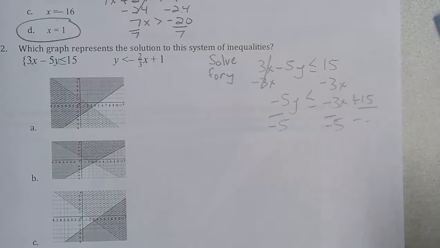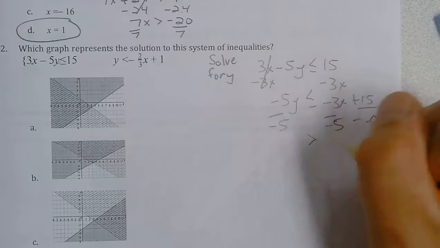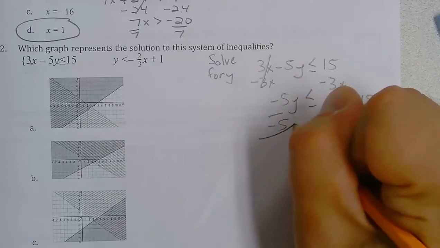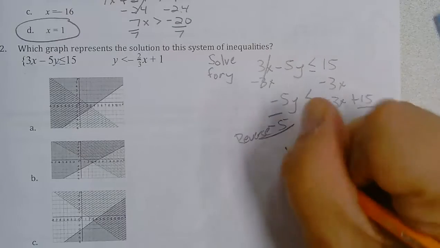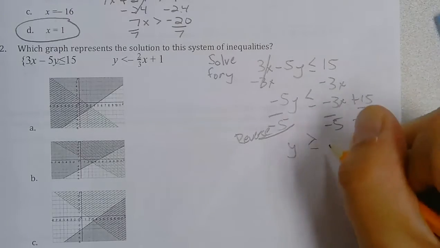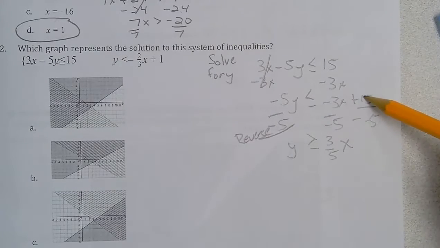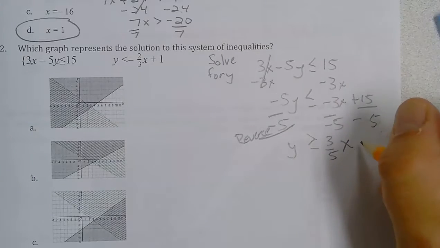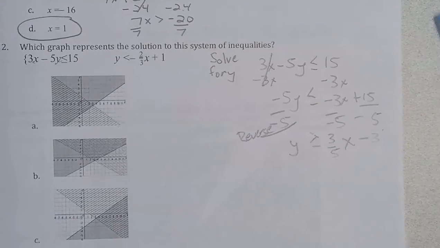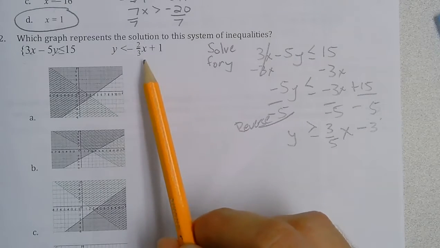One thing to remember, when you divide by a negative, you have to reverse the inequality. So here we would have y is greater than or equal to 3 over 5 x. 15 divided by negative 5 is minus 3. So a few things with this plus 1 and negative 2/3.